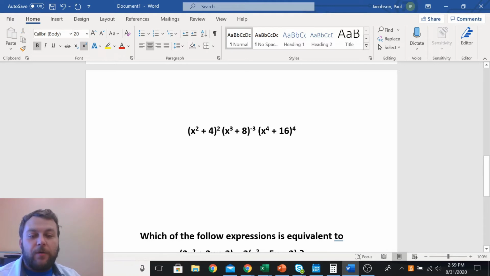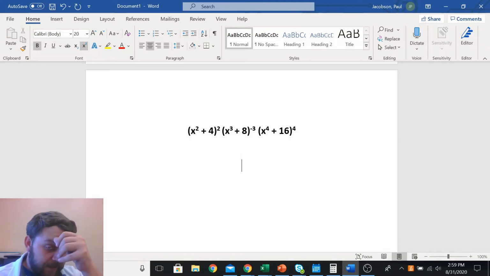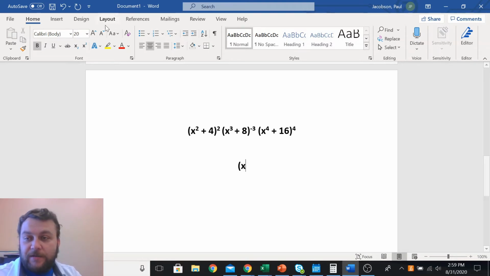So what I'm going to do is rewrite this problem where the exponent is a positive. Remember, that's a negative exponent right now, but when I rewrite this, it will look something like this. x squared plus 4 to the second power. Now, remember that the one group with the negative exponent is going to get pushed down below. So I'm going to skip this group. This is the special one.